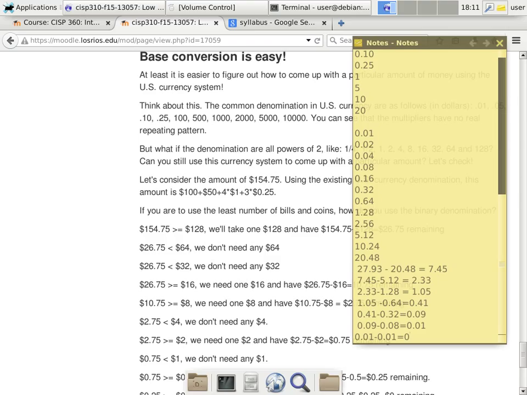Okay? And that's the basis of base conversion. That's basically base conversion. Now, in the example, I use a slightly different system, but basically it's the same concept.